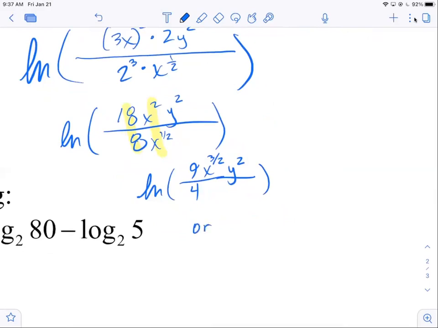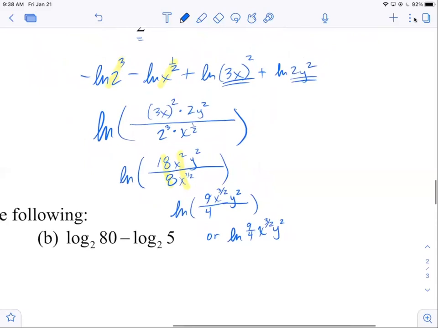Or since we just have a number in the bottom, you can write it as 9/4 as a coefficient, x to the 3/2, y to the 2nd. There you go. And we don't need parentheses around all that because it's just one term. Fancy schmancy, right?